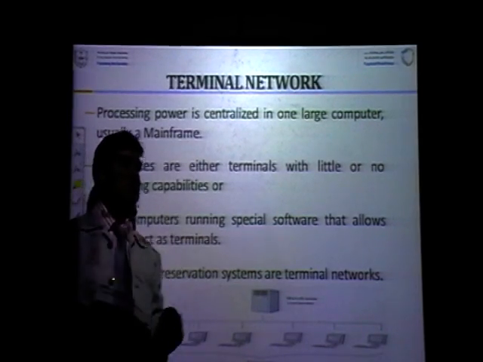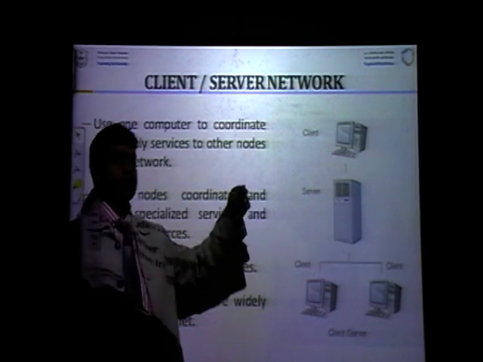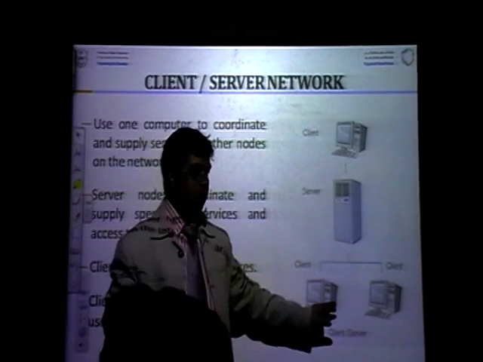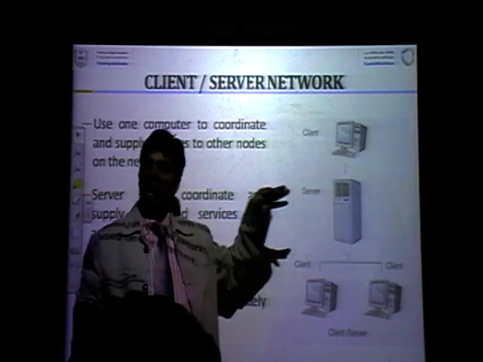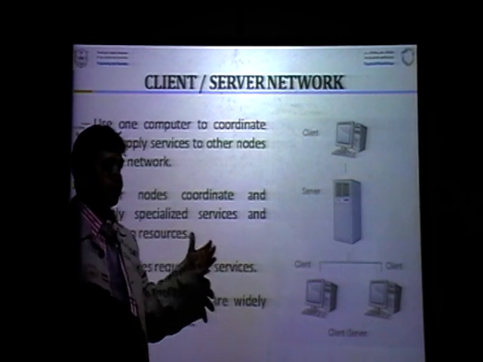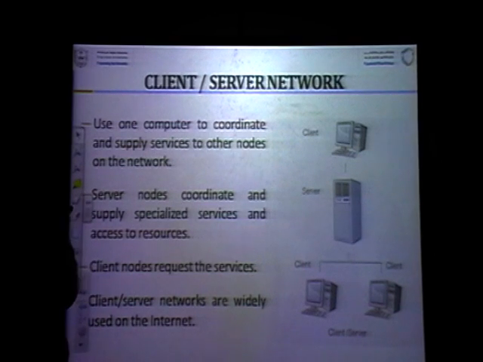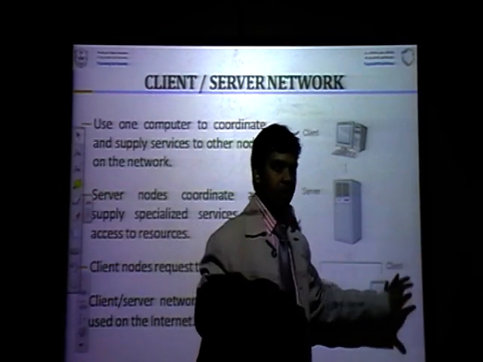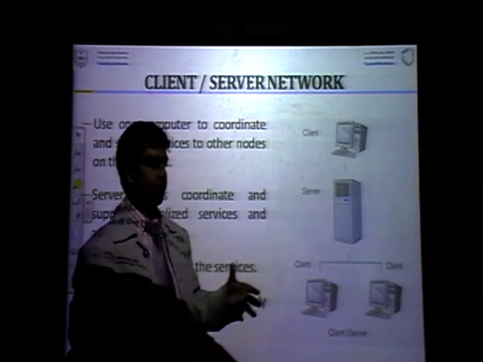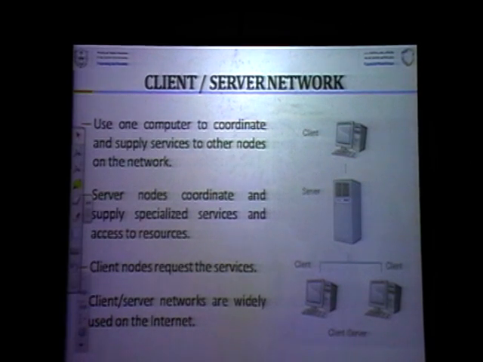Here it is a client server. Your computer is like this. Your computer is client and server because you also have CPU. Here is also CPU. This is client server. Client server means both computers have a processor. Both computers have processing power, storage power, and so on. Okay, that is client and server.